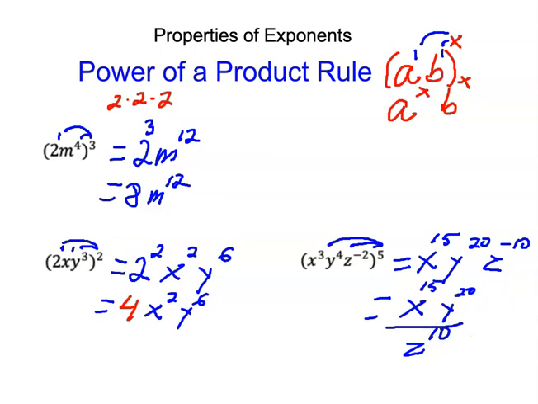Okay, why can I move this to the denominator? Because it's z to the negative 10 over 1. Okay, so negative exponent rule, we flip the fraction and make the exponent positive.